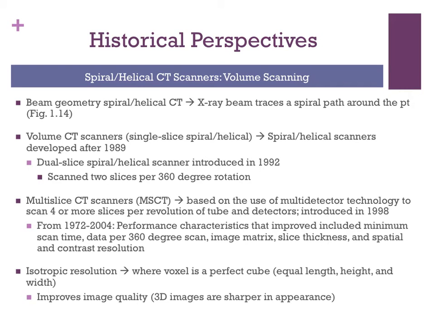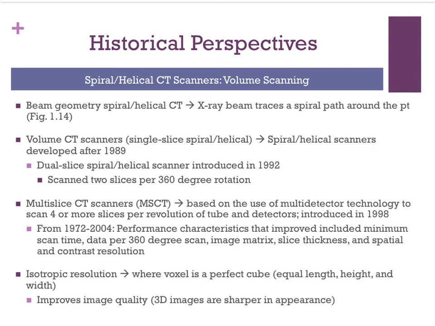Multi-slice CT scanners are based on the use of multi-detector technology to scan 4 or more slices per revolution of the X-ray tube and the detectors. And this was introduced in 1998. Check out figure 115 on page 11 in your book to see the increase in number of slices per revolution throughout the years. As of 2007, there was a 320 slice CT scanner on the market. This means that there are 320 slices per X-ray tube revolution.